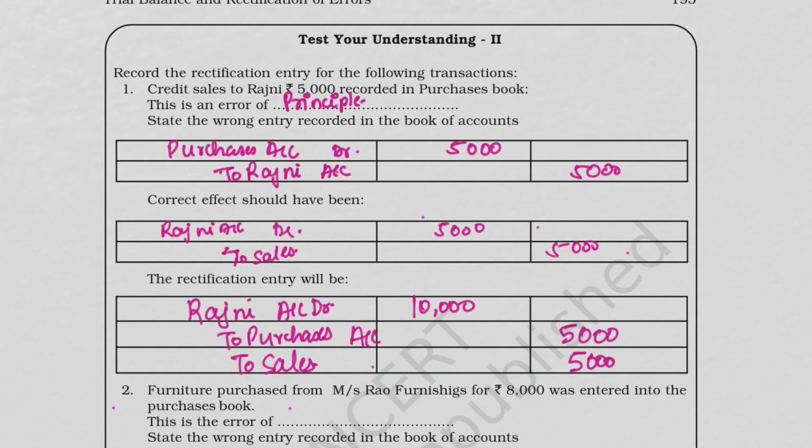Okay. So basically Rajni was wrongly credited by rupees 5,000 here, and the correct entry should have been a debit of 5,000. So this 5,000 is for the correct entry, and the excess credit of 5,000 is there, so for that we have to pass a debit entry. So 5,000 plus 5,000, total in Rajni account will debit by 10,000. And in purchases account we have an excess debit of rupees 5,000, so we'll credit it here for rectification. And sales, this is the correct entry which should have been passed, so we'll pass this entry.